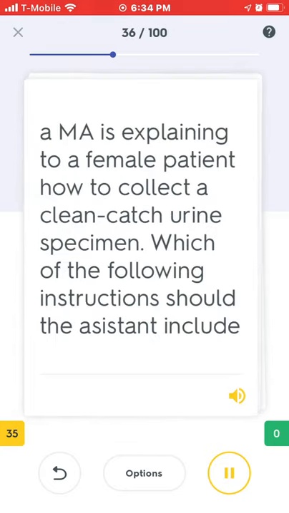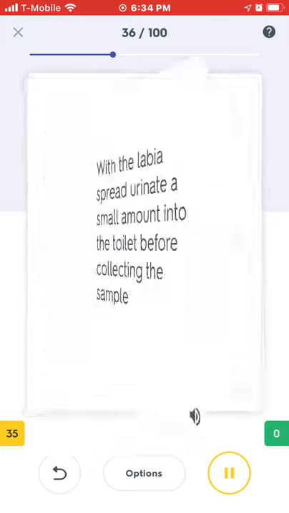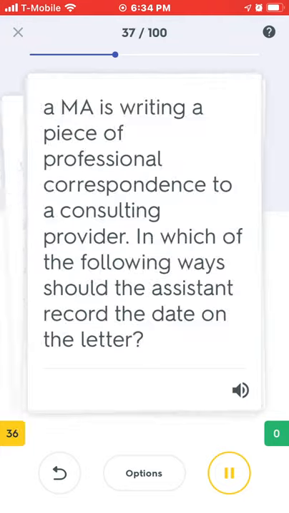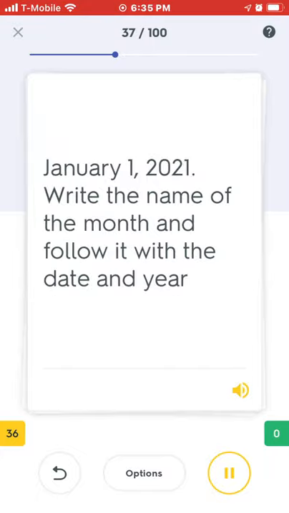An MA is explaining to a female patient how to collect a clean-catch urine specimen. Which of the following instructions should the assistant include? With the labia spread, urinate a small amount into the toilet before collecting the sample. An MA is writing a piece of professional correspondence to a consulting provider. In which of the following ways should the assistant record the date on the letter? January 1, 2021. Write the name of the month and follow it with the date and year.